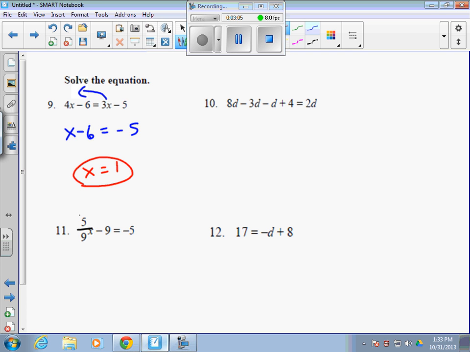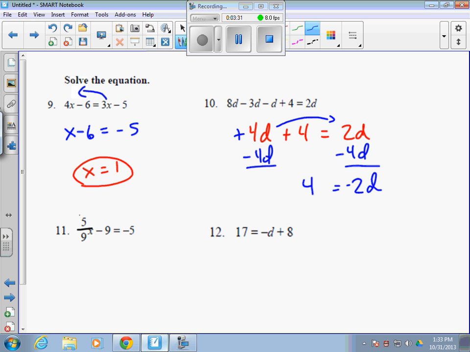Combine all of your d terms for number 10. 8d minus 3d is 5d. 5d minus d is 4d. So you have 4d to start plus 4 equals 2d. Normally we'd bring our smaller 2d over to the left side, but since 4 is on the left side, let's move everything else to the other side. So let's move this positive 4d over to the right by subtracting it. Do the same here, and it'll leave you with negative 2d on the left equals still positive 4 all by itself. Get rid of negative 2 times something by dividing by negative 2. Do likewise over here. A positive divided by a negative is a negative 2. So d is negative 2.